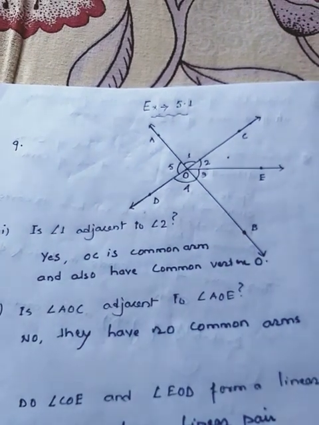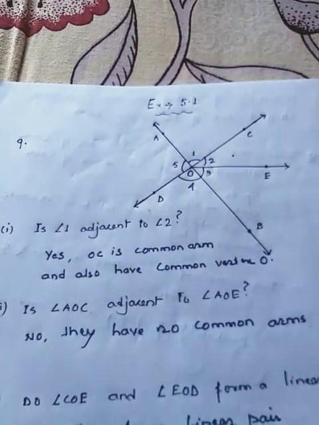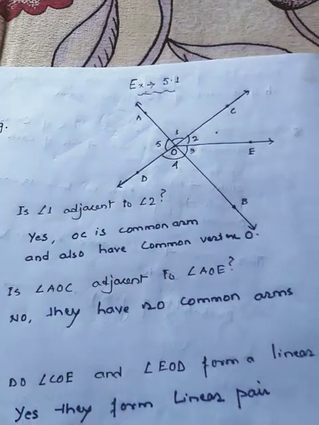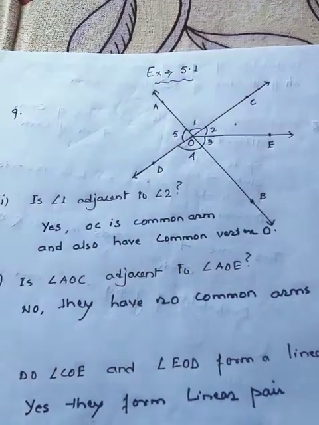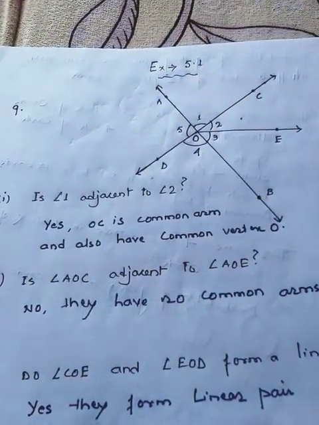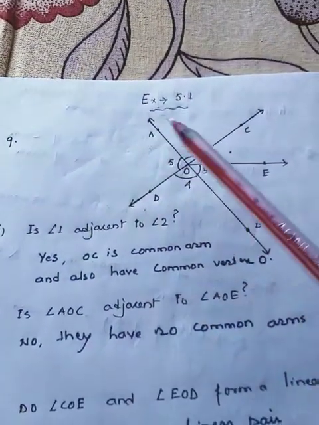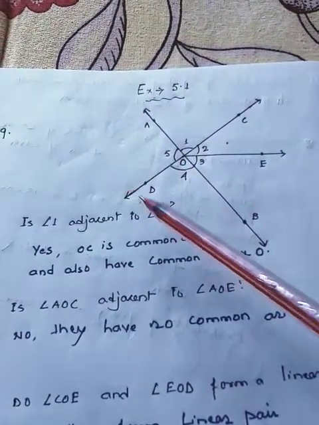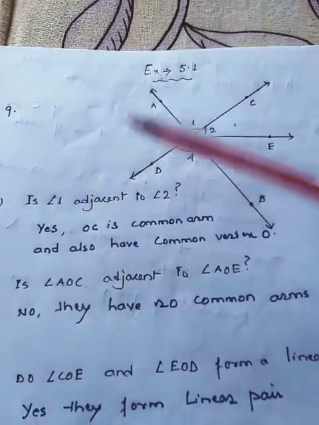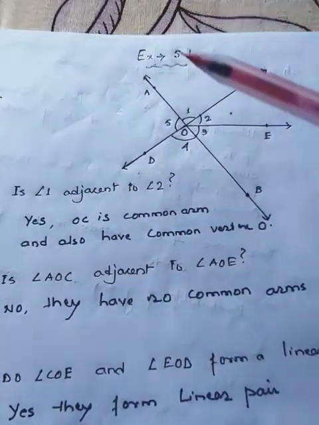Hello students, today we'll continue with exercise 5.1. In this session, we'll understand question number 9, 10, 11 and 12. Now in question number 9, you will find that one figure is given. Related to this figure, some questions have been asked and you have to answer them.